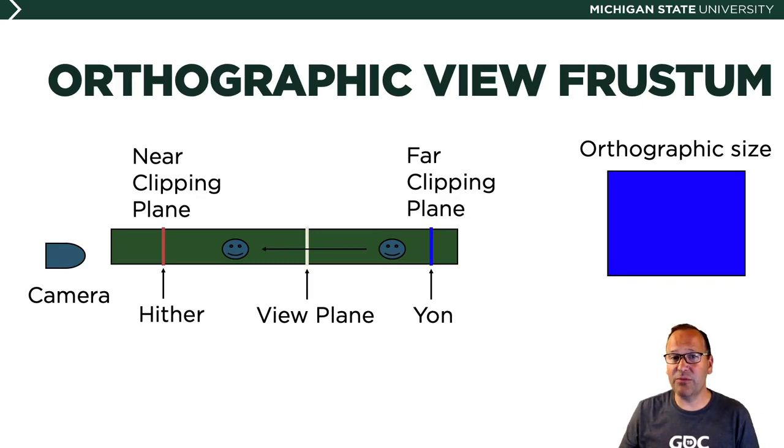The orthographic camera has a rectangular view frustum with a constant field of view, or orthographic size, throughout. Objects, no matter where they are in front of the camera, will appear the same relative size. The same concepts of near and far clipping planes apply to the orthographic camera as they do to the perspective camera.